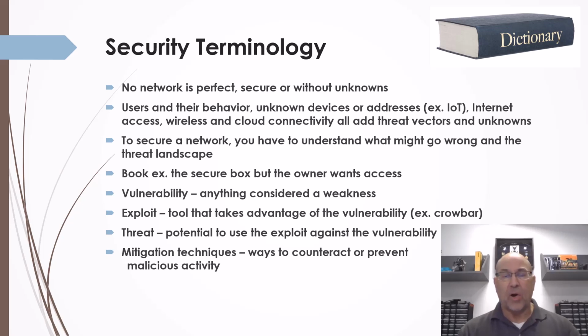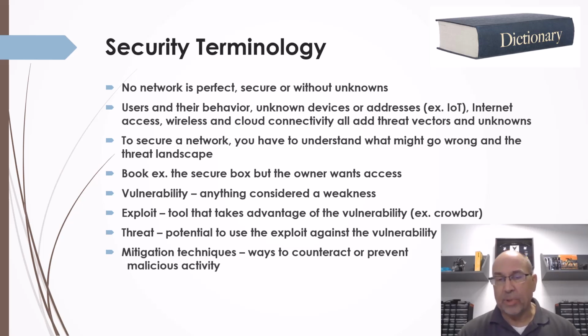These things, and almost every other kind of system, add threat vectors and unknowns that are hard to keep track of. So in order to secure a network, it's easier if you understand what might go wrong and the sort of threat landscape that's out there. That is, all the vectors or vulnerabilities in our network systems today.